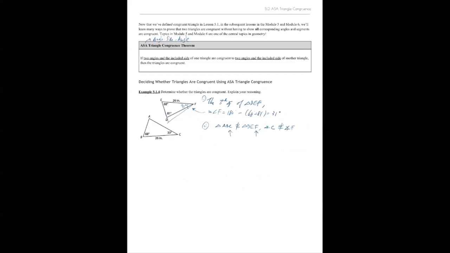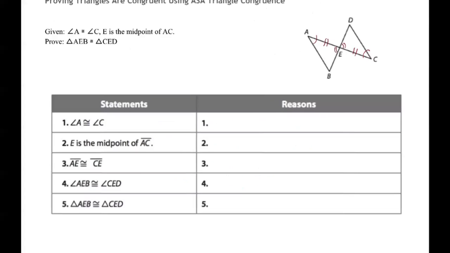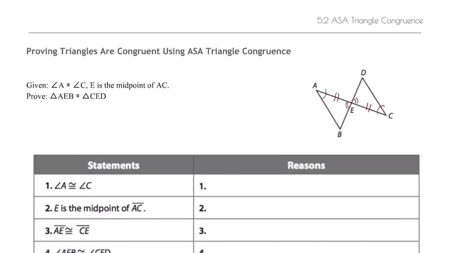Here we go. I believe it's this one right there. All right, so we are doing a proof right now, proving triangles are congruent using angle side angle triangle congruence. In this particular one, the given information is A and C are congruent. Let me just mark it up from fresh. Instead of just going through it, you want to mark it up. So A and C are congruent, and then E is the midpoint of AC.